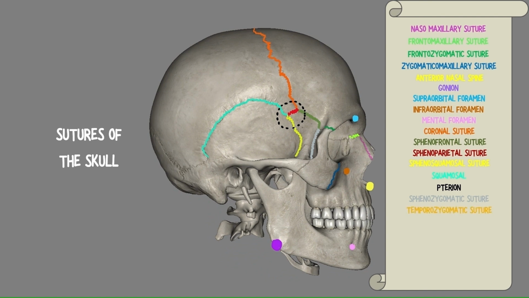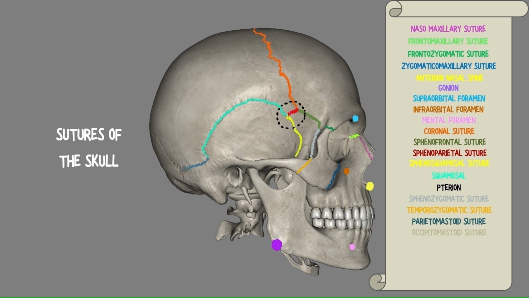The temporozygomatic suture, or zygomaticotemporal suture, is between the zygomatic process of the temporal bone and the temporal process of the zygomatic bone. The parietomastoid suture represents the articulation between the parietal and temporal bones posteriorly. Anteriorly, they articulate at the squamosal suture. The parietotemporal suture is considered the most posterior continuation of the squamosal suture.